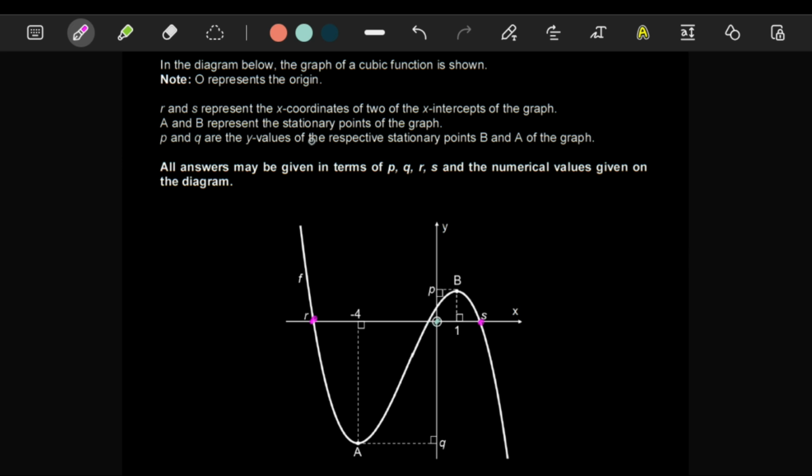Then they said A and B represent the stationary points. Yes, which are the turning points. So up here we know that the gradient is 0. Down here we know that the gradient is also 0. Like, hello, that's how it is.